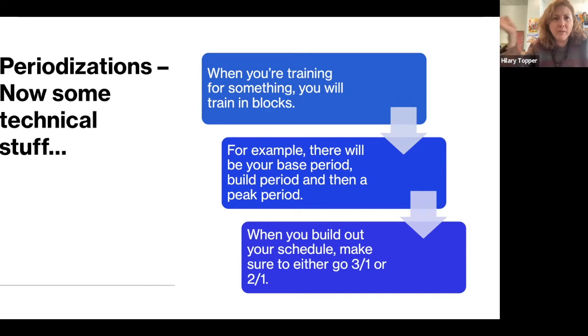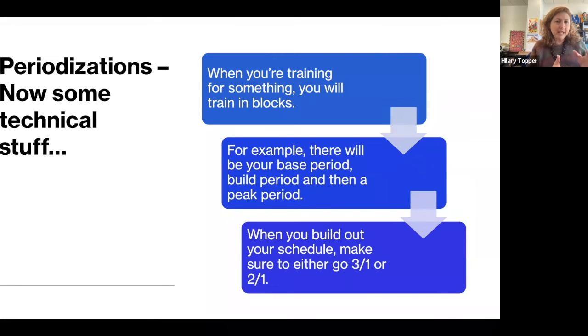So try to think of it like that when you're plotting things out. When I do my own schedule, I look at a calendar for the whole year and plot out my A race, my B races, my C races, just to fill in. And now I know where my blocks are.